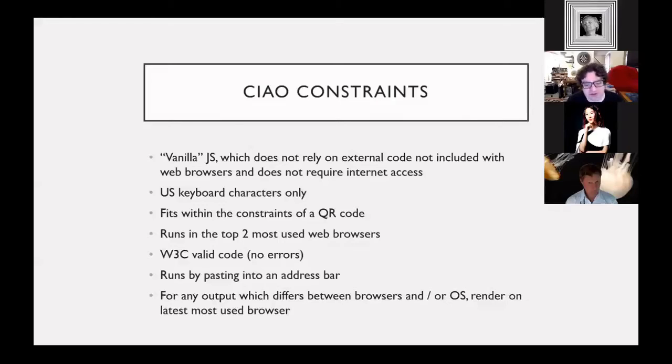It fits within the constraints of a QR code, which mostly means that it has a certain length limit. It runs in the top two most used web browsers at the time. I think right now that's Chrome and Safari. It's W3C valid code. W3C is the standard organization. So basically this just means the code that I make has to not have any errors. It runs by pasting into an address bar. And for any output which differs between web browsers and operating systems, I render it on the most used browser.